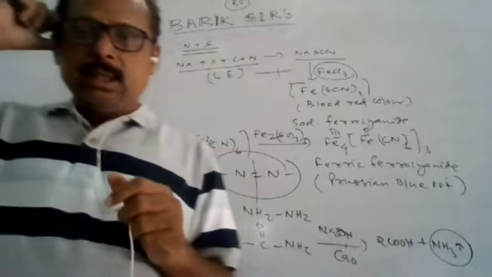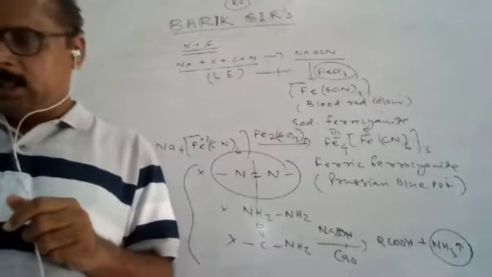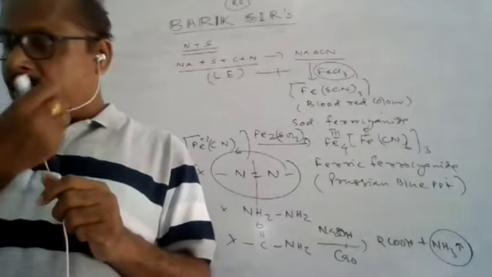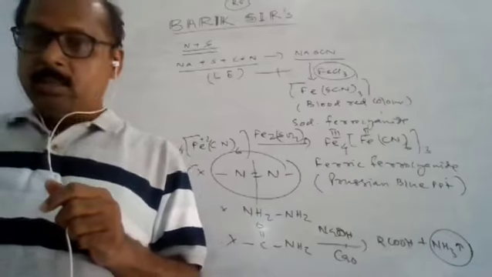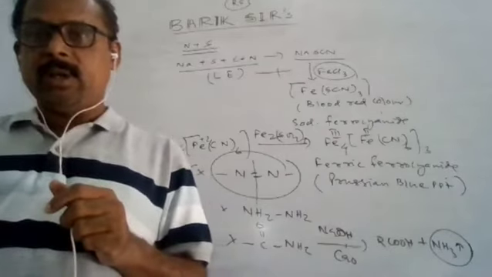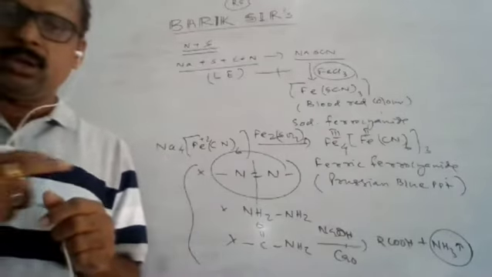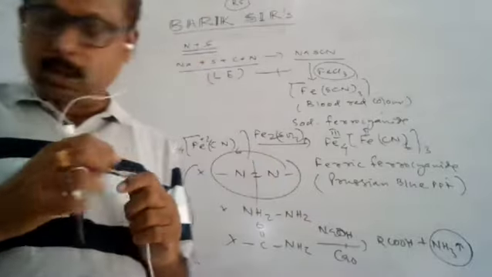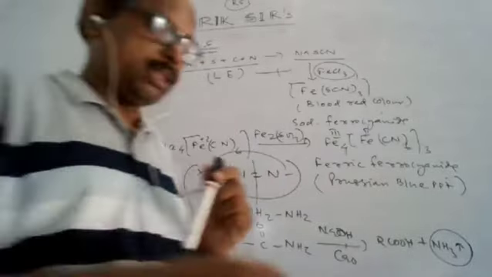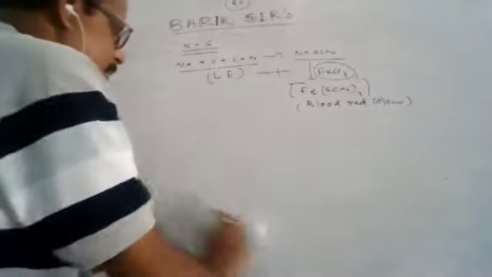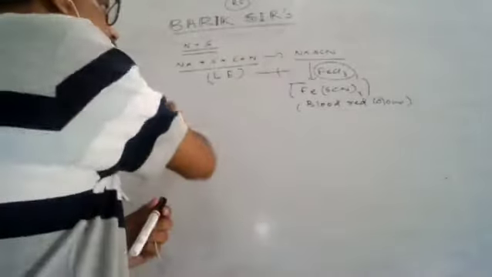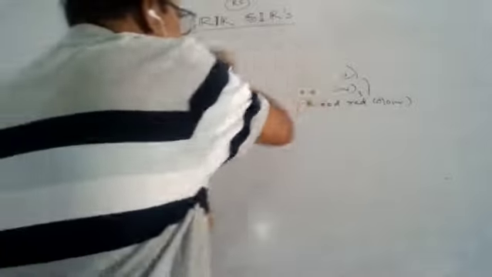One more test is there for halogen detection, called the Beilstein test. In the Beilstein test, the organic compound is heated with a copper foil. If green-colored flames are formed, that indicates the presence of halogen. The Beilstein test is used for the detection of halogen. So now we have completed carbon, hydrogen, nitrogen, and both nitrogen and sulfur.